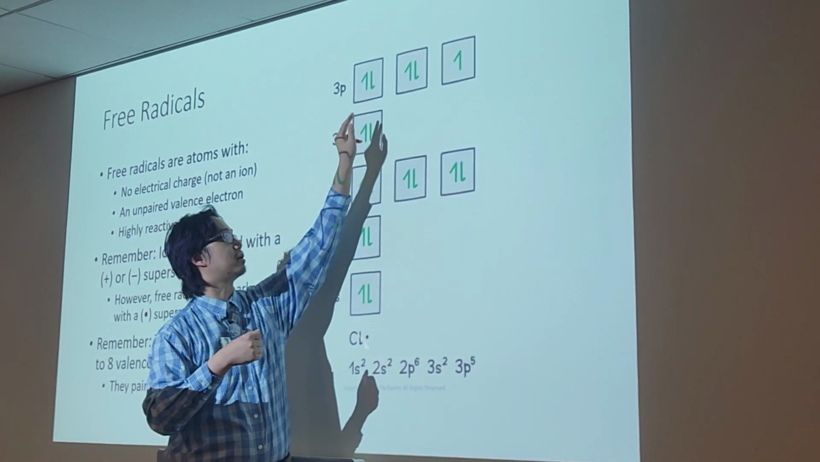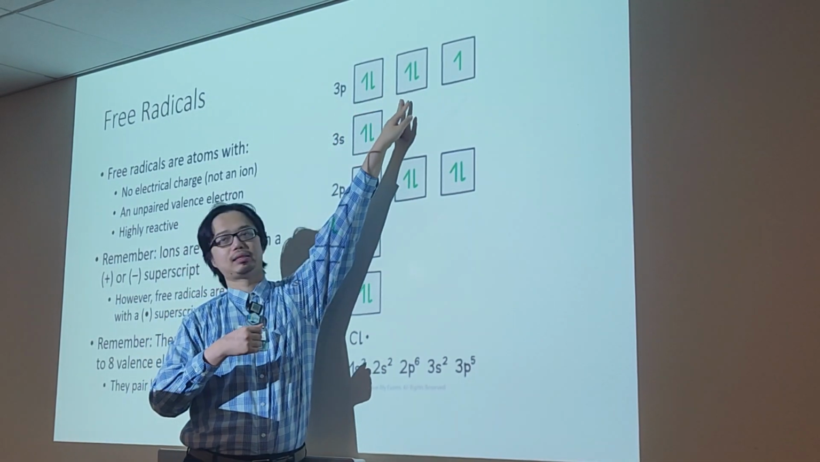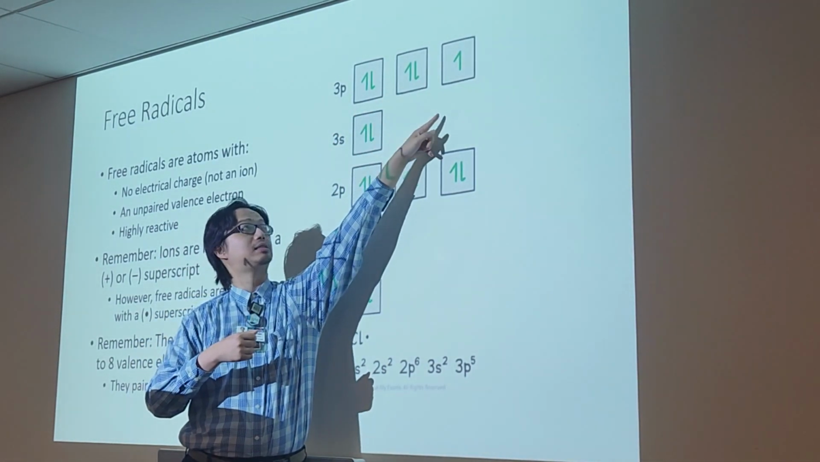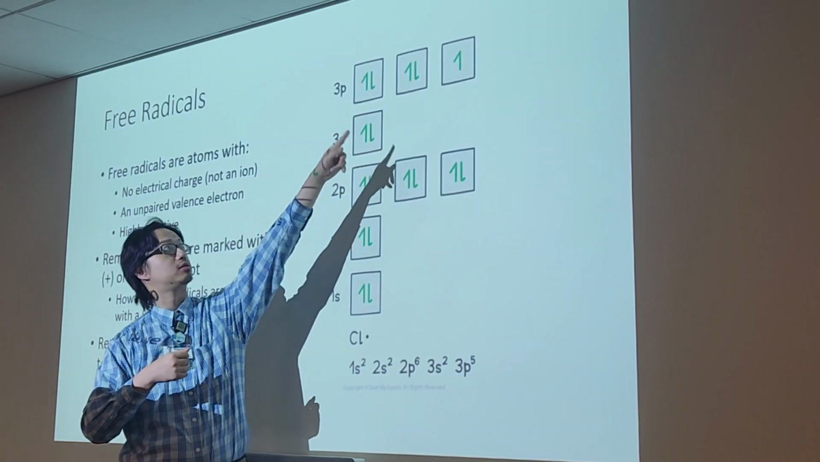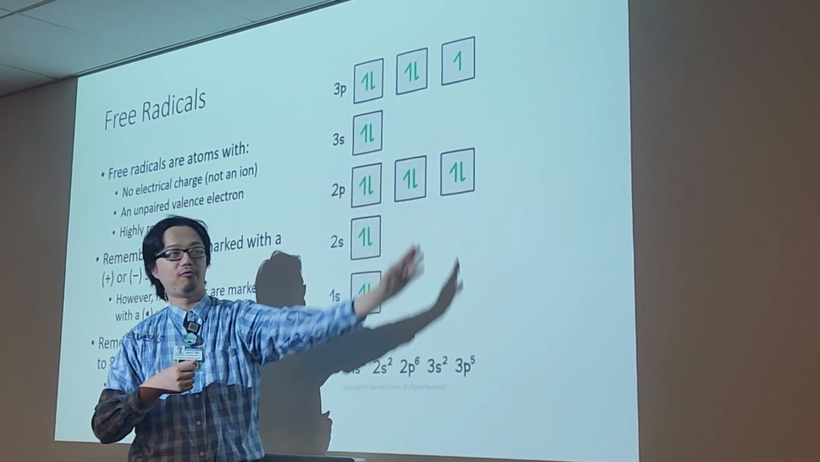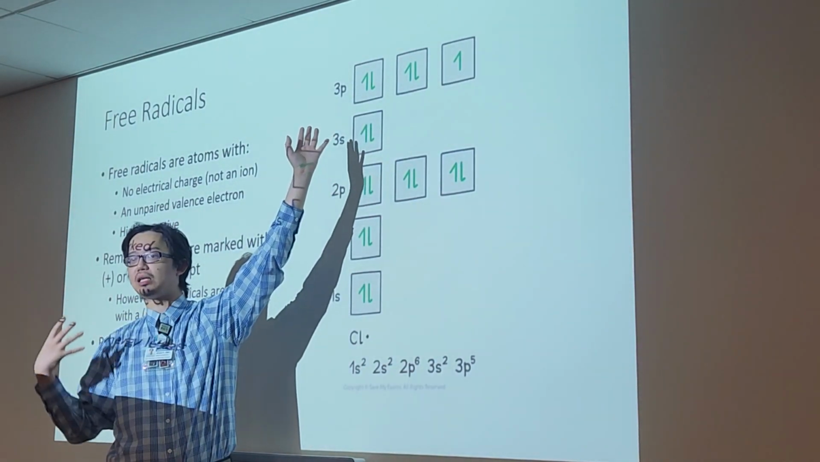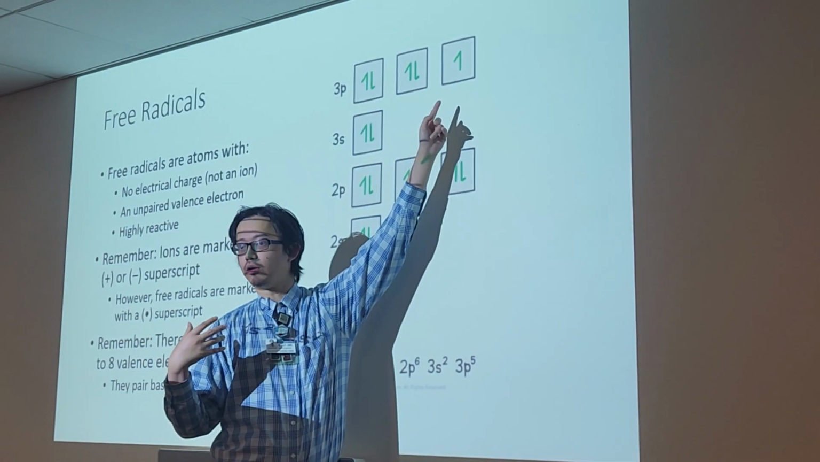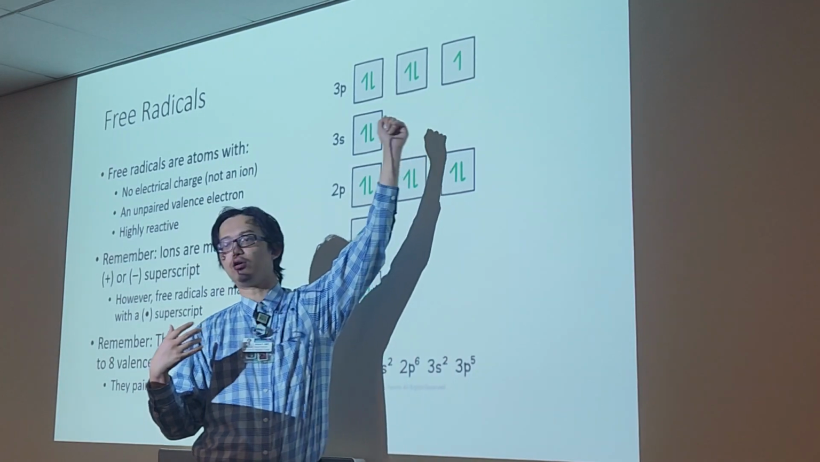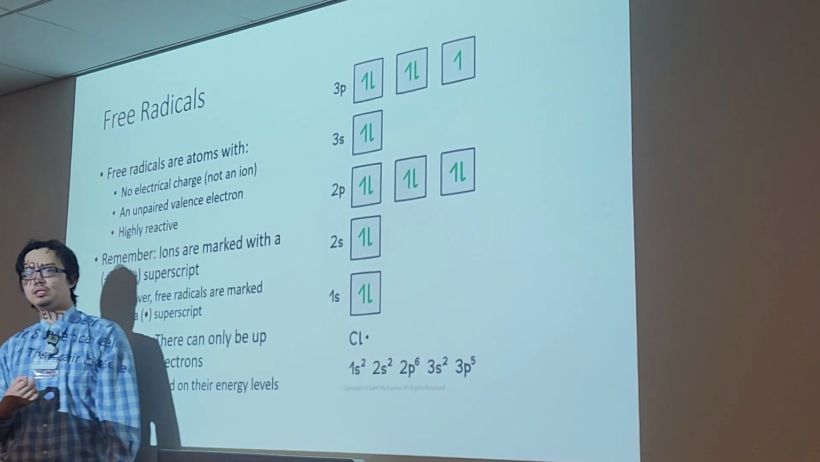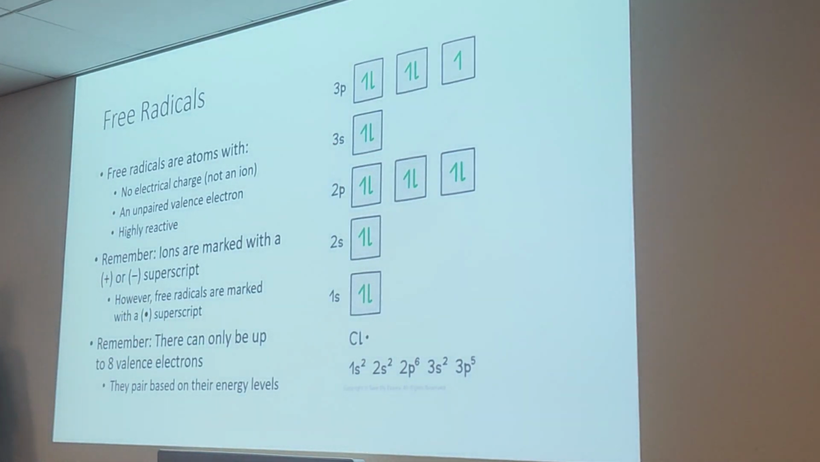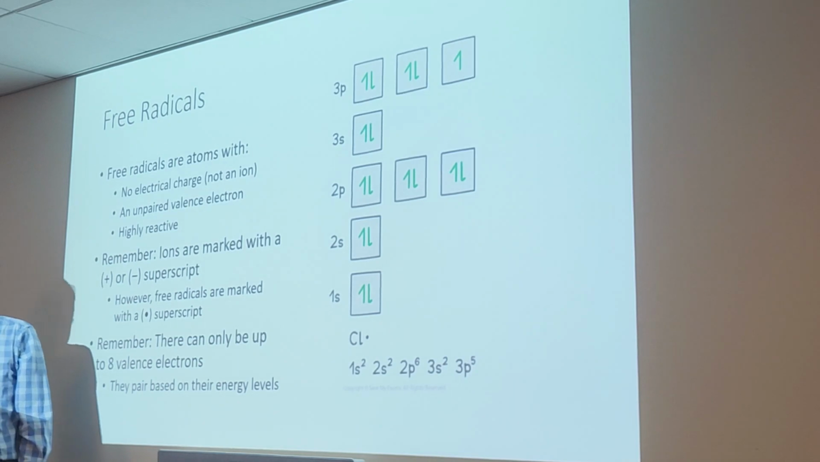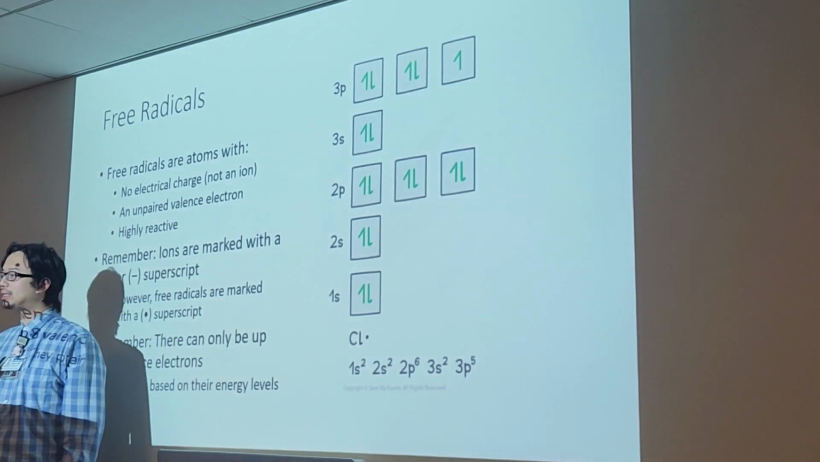12, 14, 16, 17 electrons. So, we've got a full 17 electrons here to match our 17 protons. But, because we only have 17 electrons, we're missing the final one to fill up this shell. So, even though chlorine is electrically neutral, it doesn't have a positive, it doesn't have a negative, it's not an ion, chlorine is unhappy.